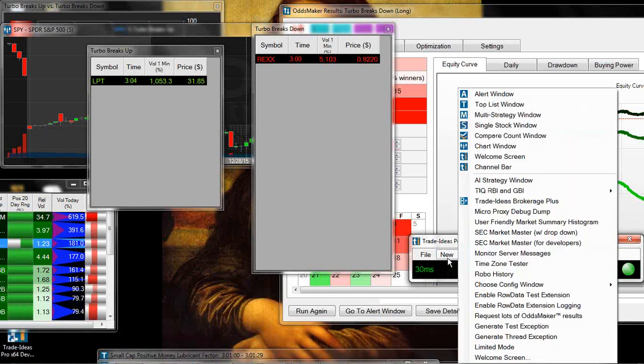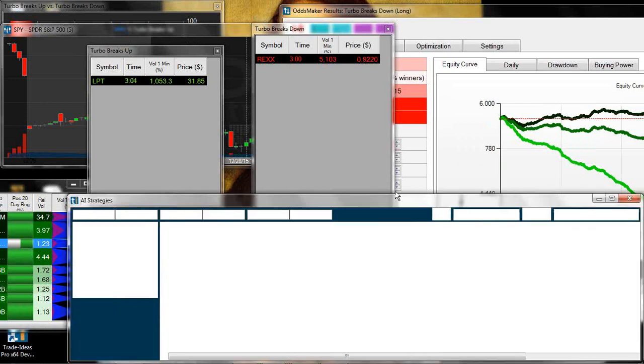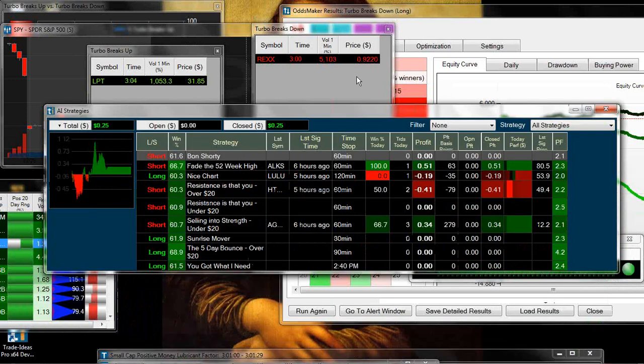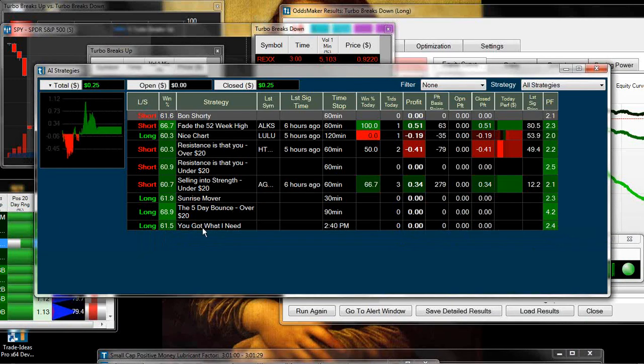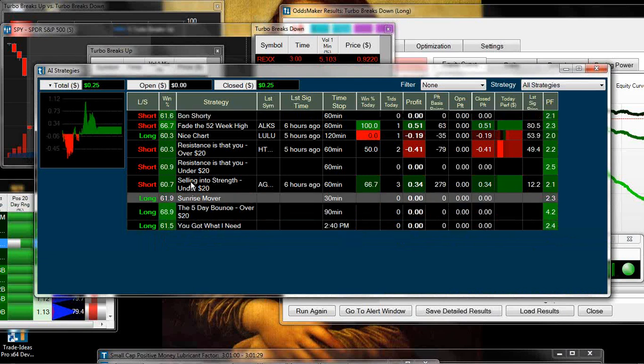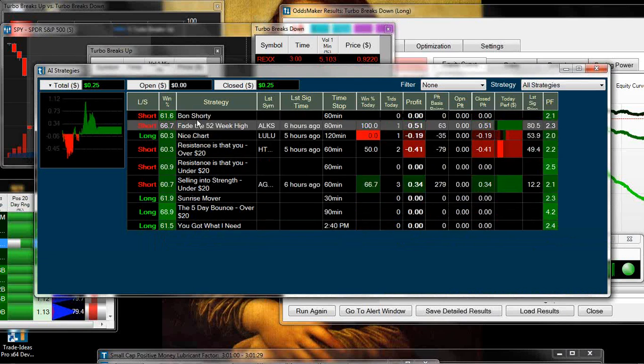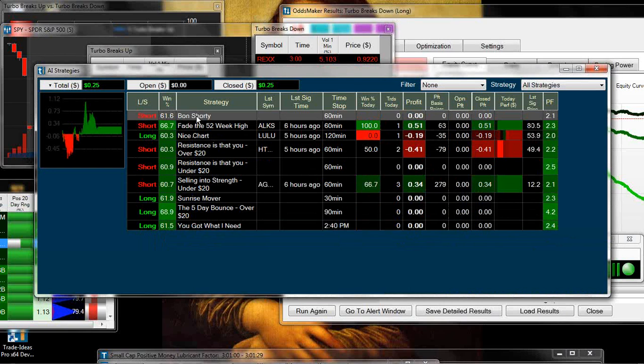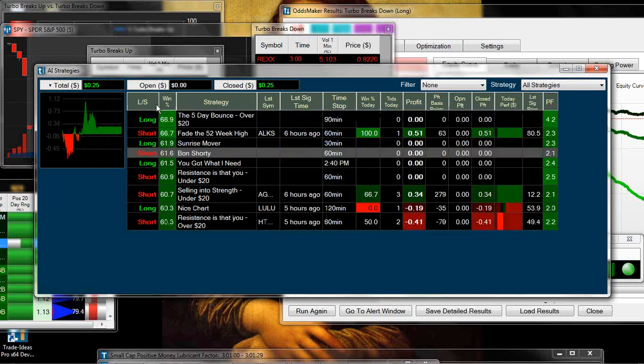So every morning when the AI strategy loads up, when you pull up your AI strategy window, for example, today there were 9 strategies in the hopper for today's activity. And we can see the win percentage for those strategies, which were all over 60%.